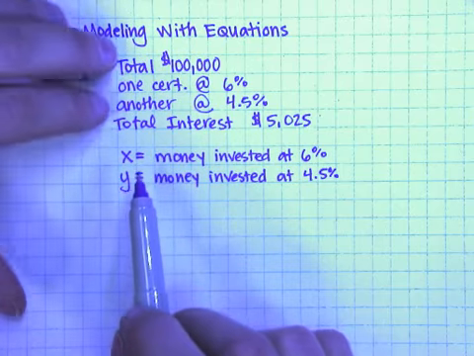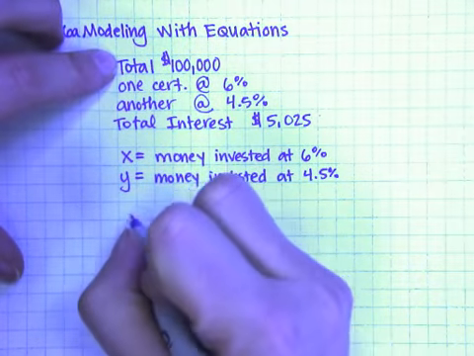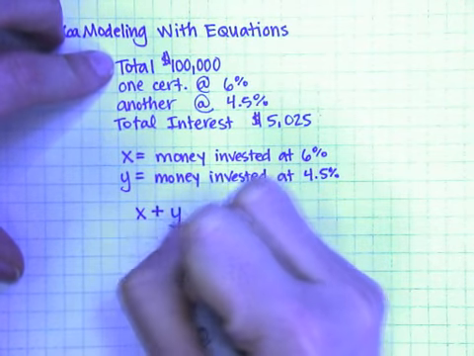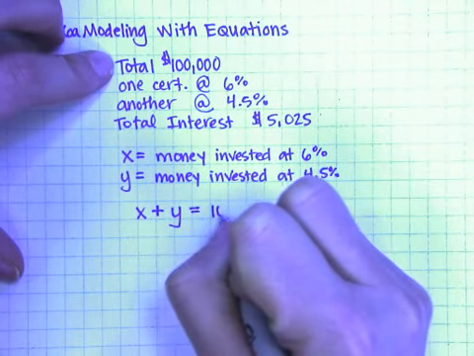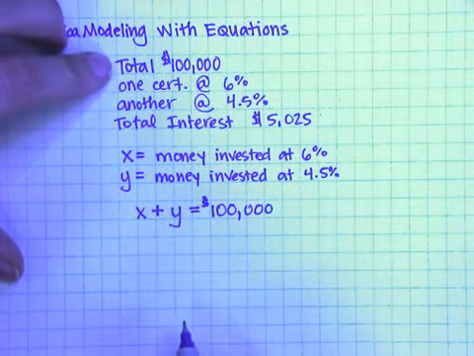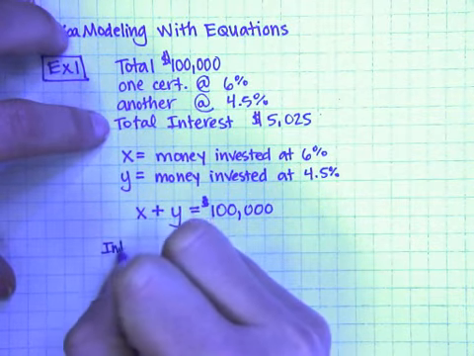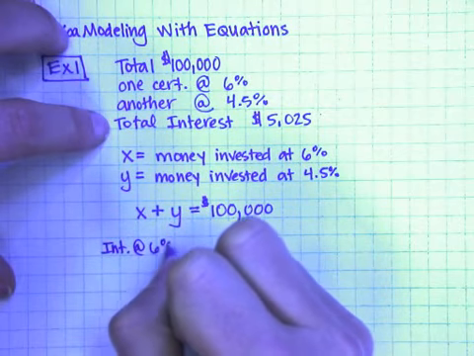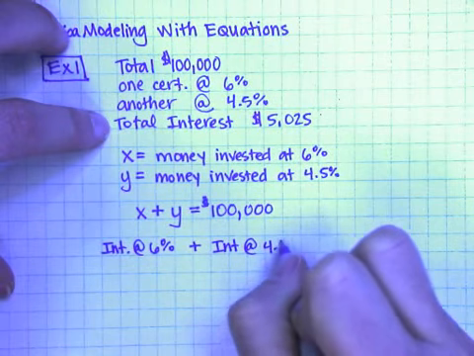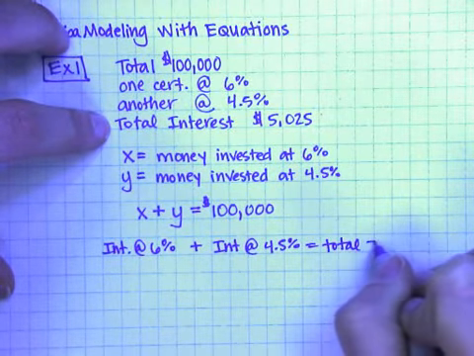When I do this, I look for totals first, because those are usually pretty helpful. In this case, I have total money. So the money in one account, plus the money in my other account, gives me my total amount of money. So X plus Y equals 100,000. And as far as interest goes, the interest at 6% plus the interest I'm earning at 4.5% is going to equal my total interest.